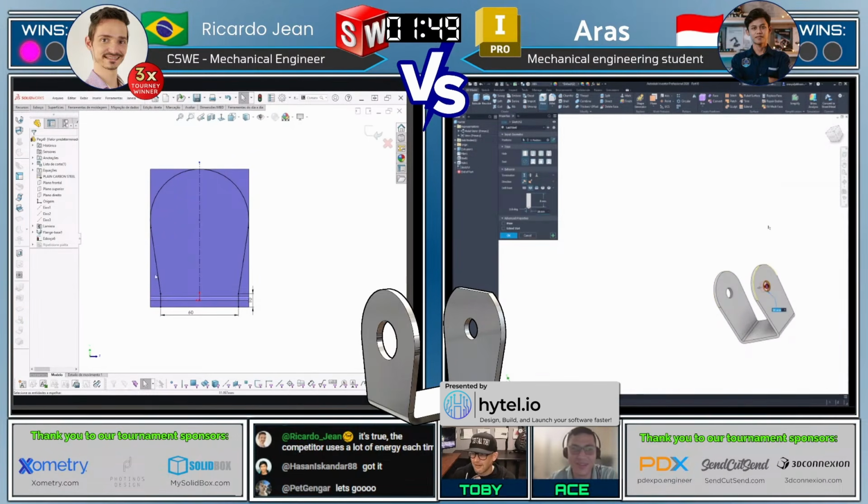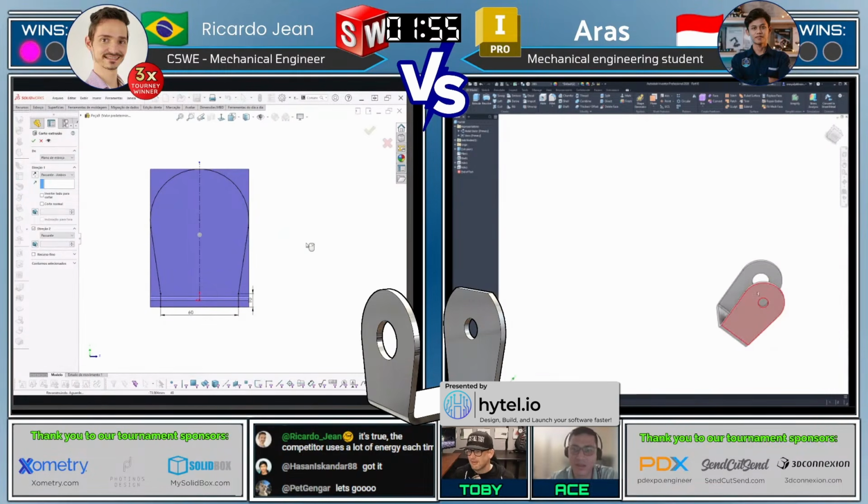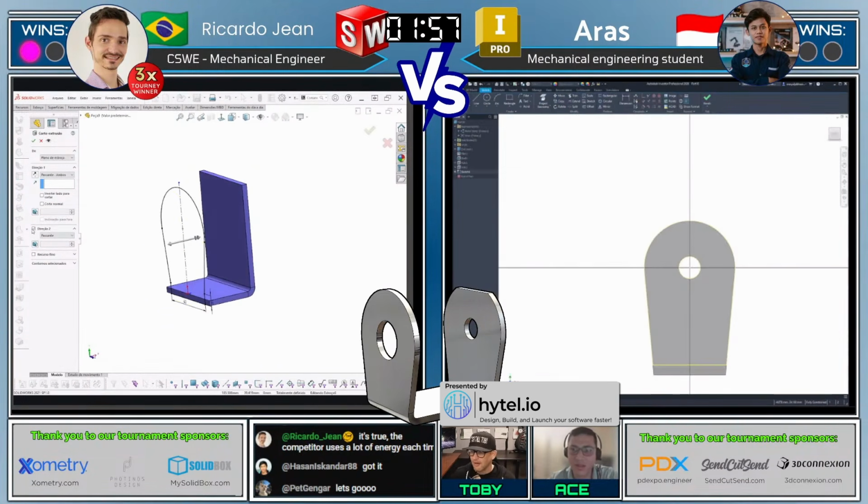And let's see what he does here. And look how quick he got that hole in. And now this other hole that Aras is building is a different size. And look at him. He's got no problem getting in and creating that. He's on what looks like the final feature here.